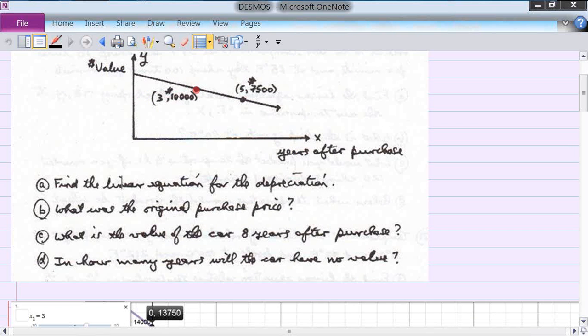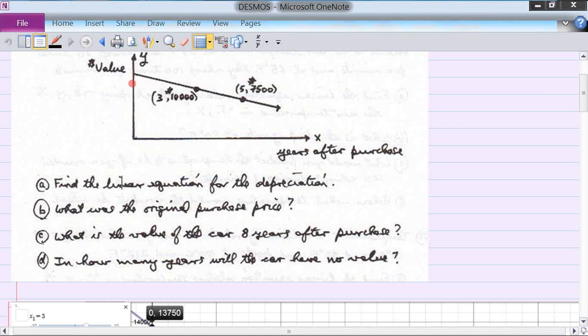We're given two ordered pairs, an X and a Y value, and here is another X and a Y value. And what are we asked to do? Find the linear equation for the depreciation. Depreciation means the value of the car is going down with time. So the longer you own the car, the less the value is.